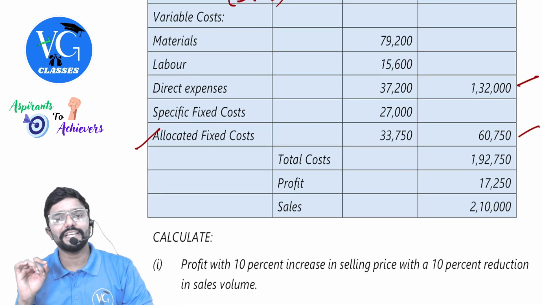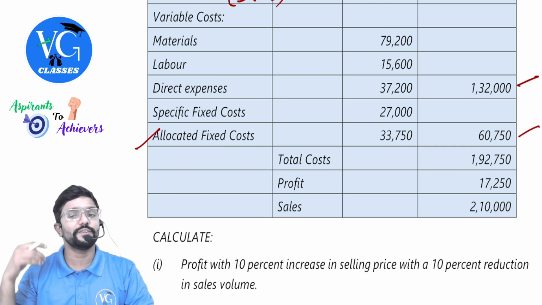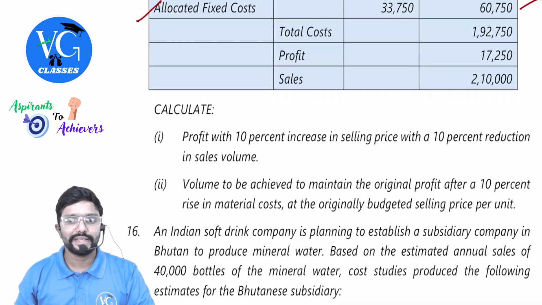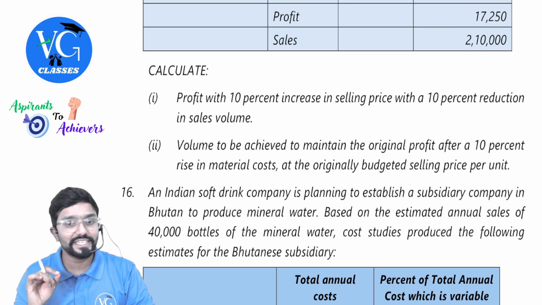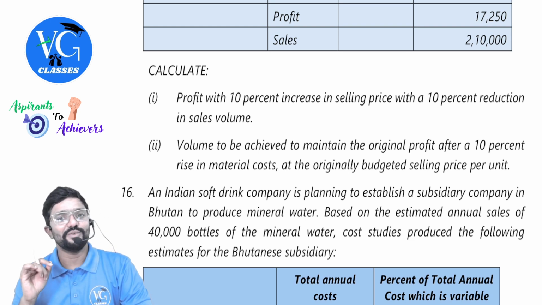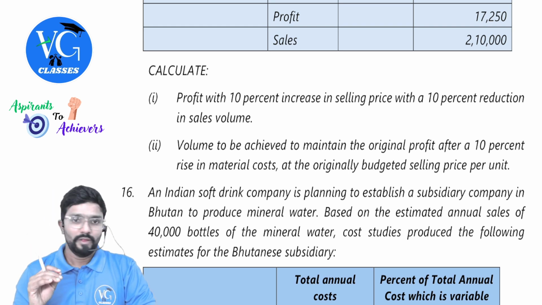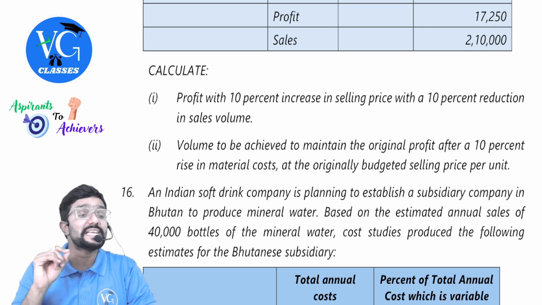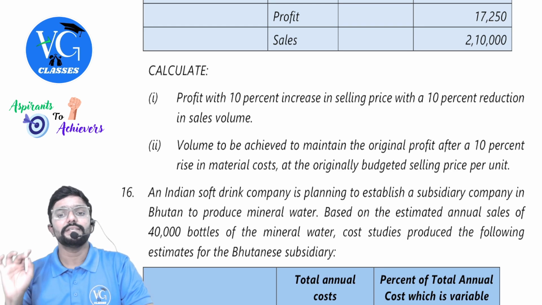Total cost is 1,92,750 lakhs. Profit 17,250 lakhs. Sales again given. Anyway, they are given in the top also repeated. Calculate profit with 10% increase in selling price with a 10% reduction in sales volume. Now, selling price will increase by 10%, whereas the volume will decrease by 10%. Volume to be achieved to maintain the original profit after 10% rise in material cost. Only material, not all variable. At the originally budgeted selling price.